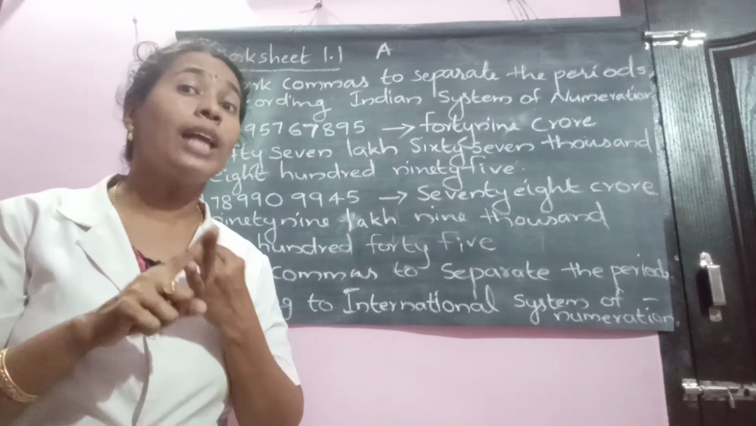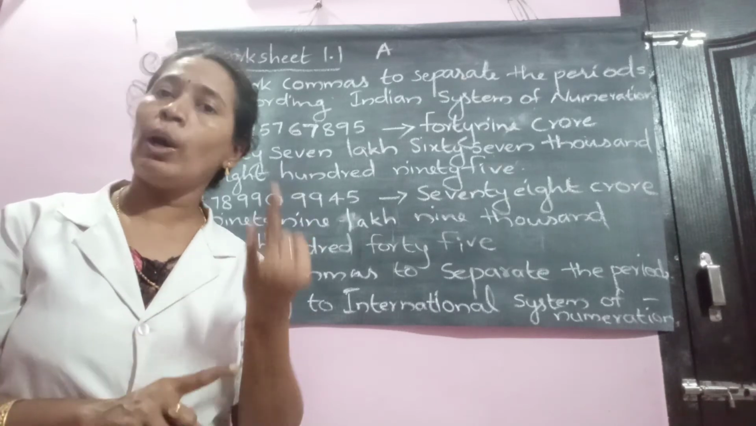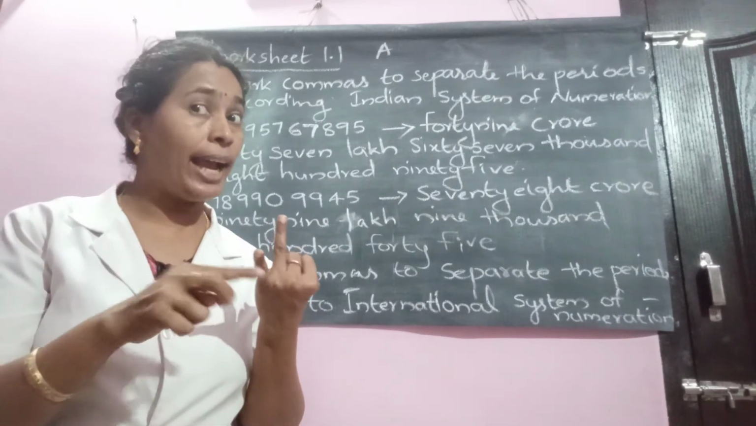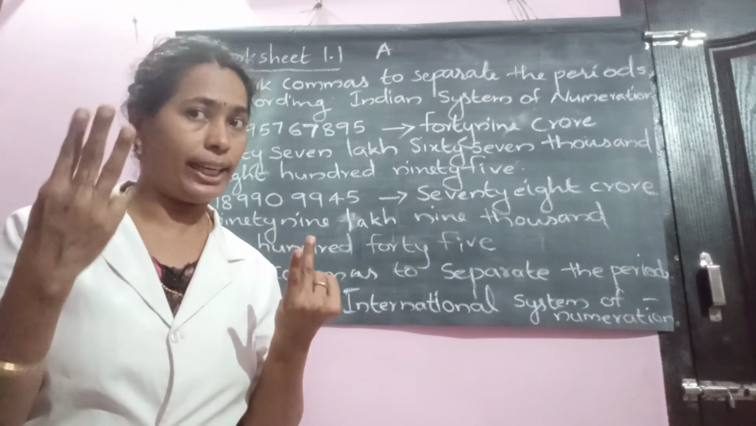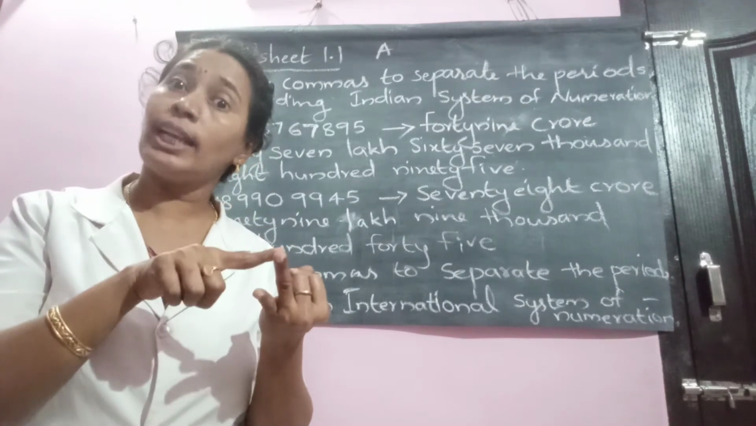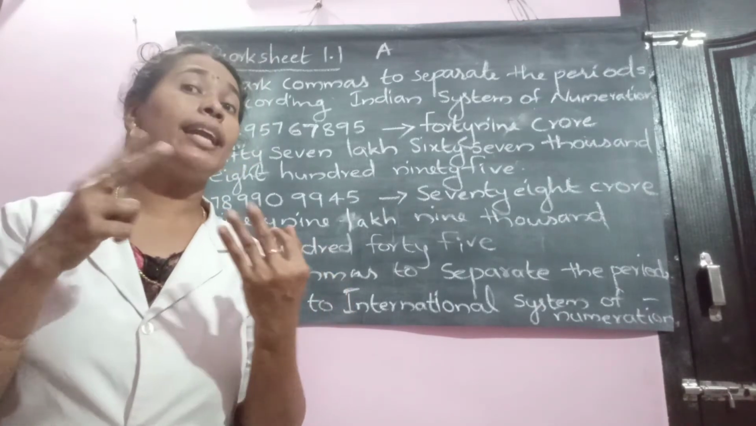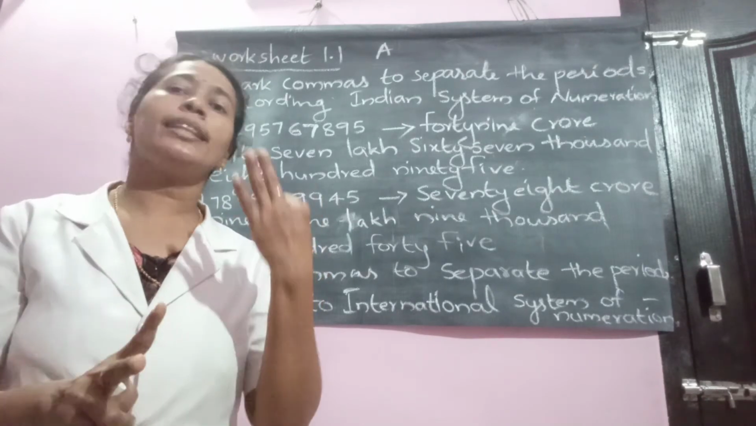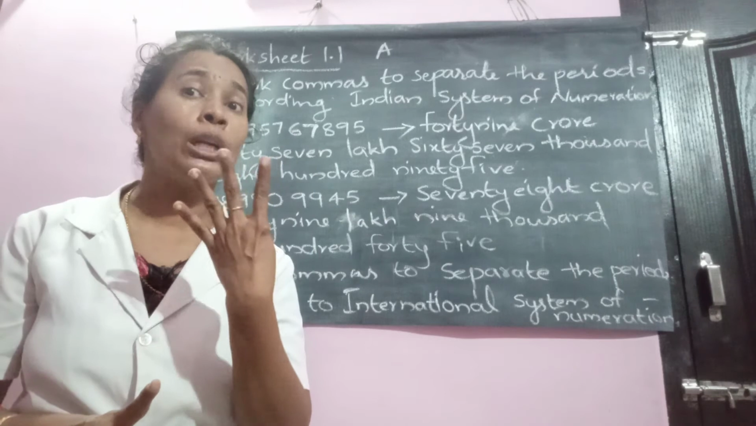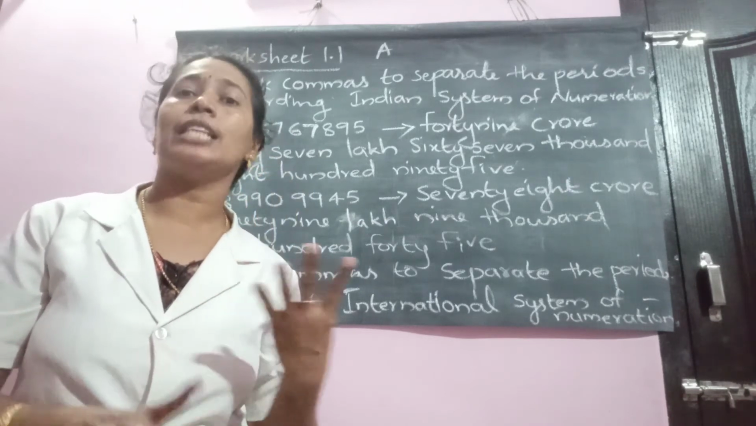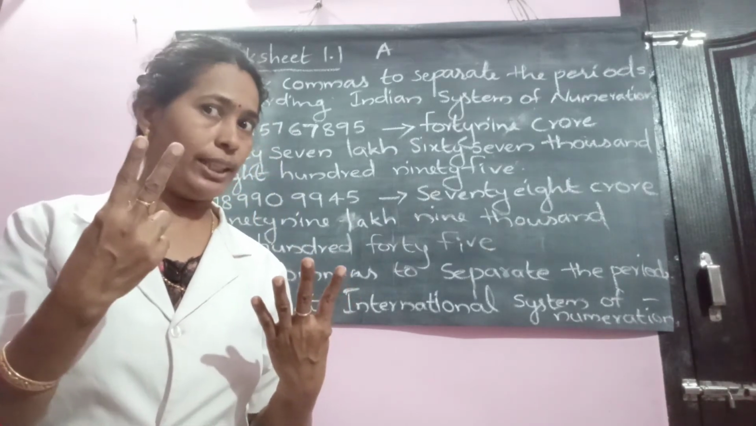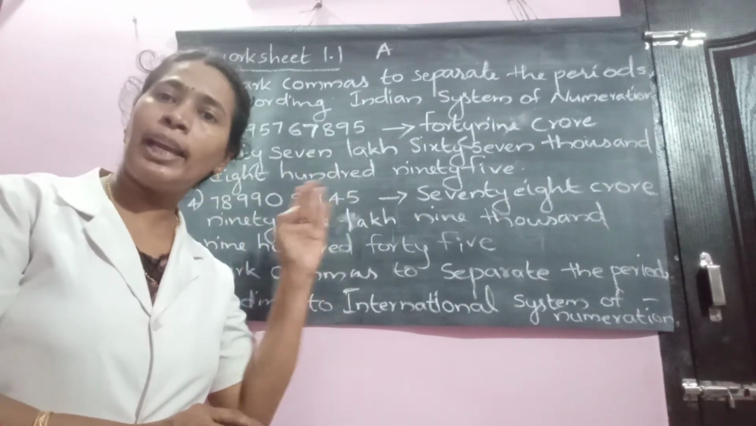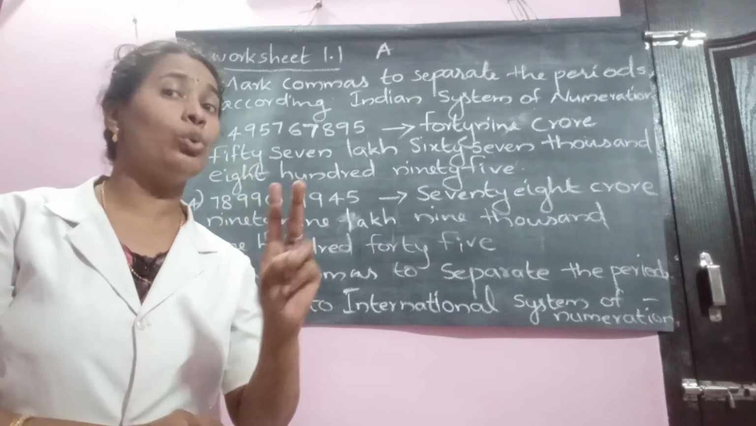Secondly, we have thousands period. But in thousands period, there are 2 digits. Ones period has 3 digits, but secondly, thousands period has 2 digits. Then we have lakhs period. Lakhs period also has 2 digits. Then we have studied about crores period. And in crores period also how many digits we have? 2 digits. So, only in the first one we have 3 digits. For the remaining periods, we have 2 digits.